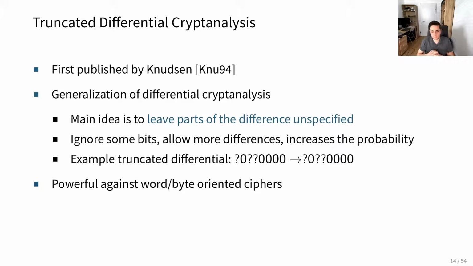An example would be if we enter with this input difference here and we get this output difference here. In the output, and also in the input, we don't care about the positions of this bit and this bit. We don't care about the value of these bits. But what we do care about is that there are zeros at these positions. So this is only an example. We will see later in more detail how that works. And this is very powerful against word or byte oriented ciphers.